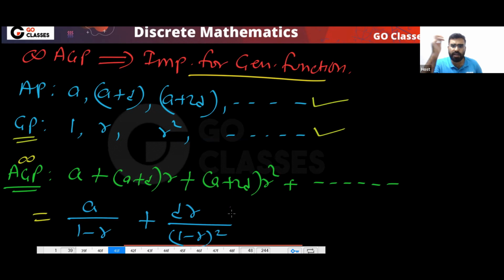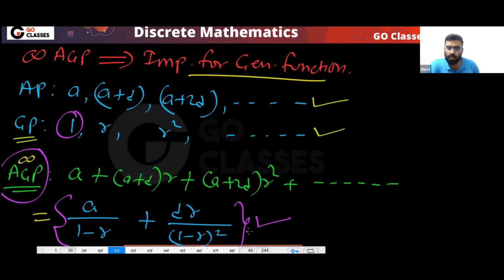But remember, if you want to apply this formula directly, then your AP should be like this: A, A plus D, A plus 2D, and your GP should be like this: 1, R, R square. So this is important. Your GP should start from 1. In this situation you can directly apply the formula. This is very important. This should be infinite, not finite. This formula is for infinite AGP.